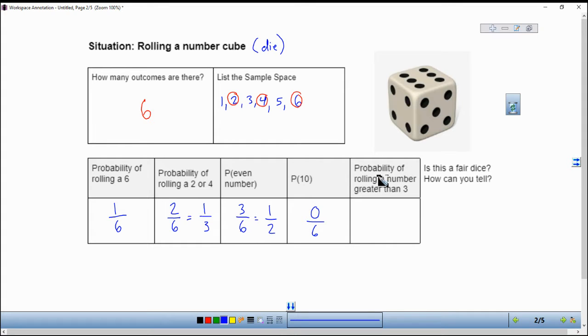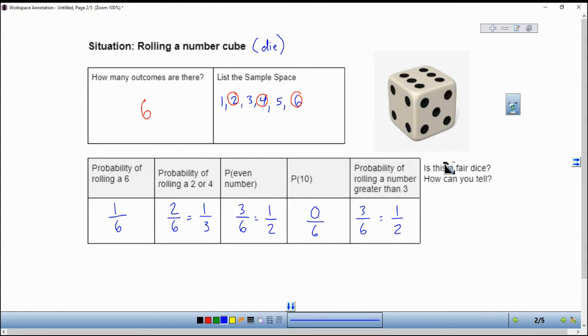The probability of rolling a number greater than 3. That does not include 3, any number greater than 3. So greater than 3, there's 4, 5, and 6, which would be 3 out of 6 again, which is equal to 1/2. So the probability of rolling a number greater than 3 is the same as the probability of rolling an even number. Even though the numbers are different, they're still the same number of favorable outcomes, 3 and 3.